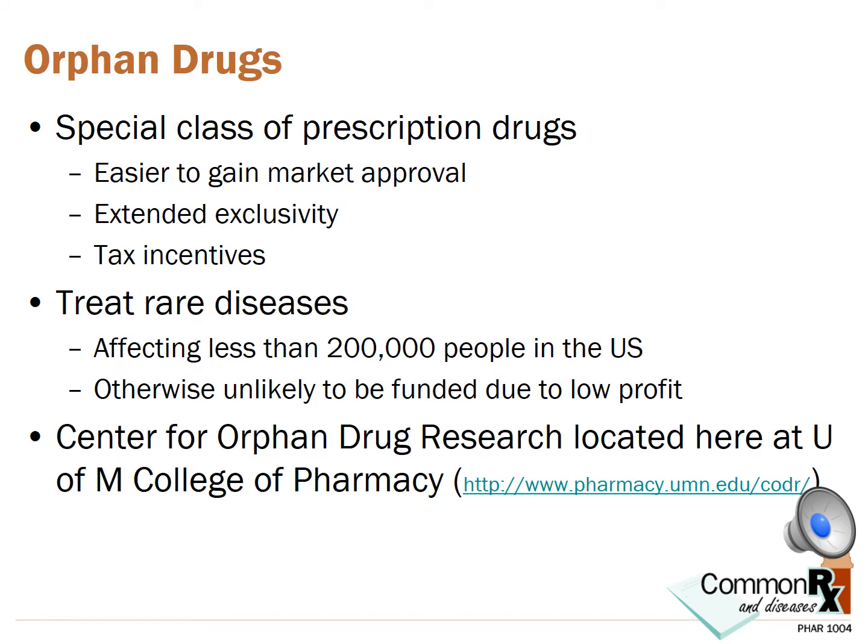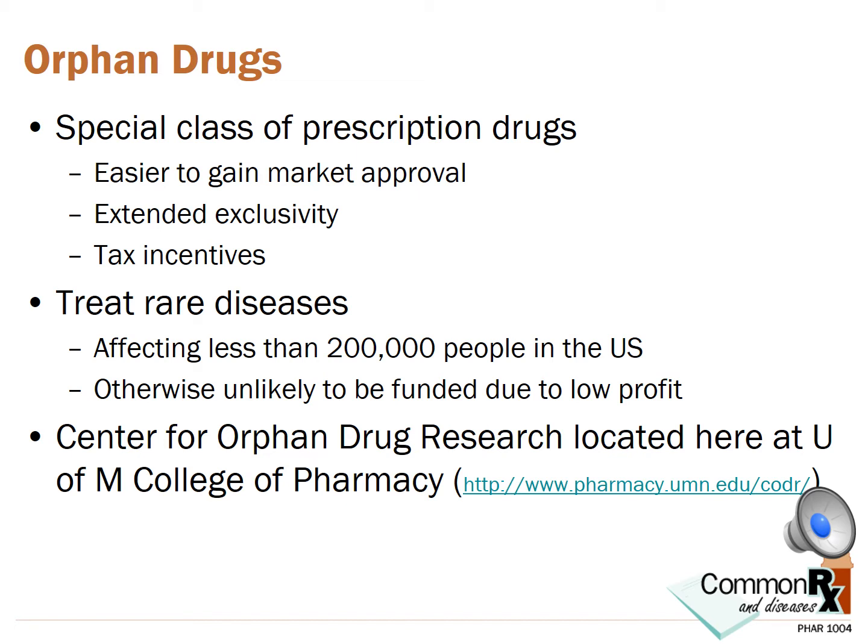Orphan drugs are a special subset of prescription drugs. While they are prescribed just like regular prescription medications, they are used to treat rare diseases that affect less than 200,000 people in the United States. Since there are so few people who would need these medications, drug companies are reluctant to develop new drugs.